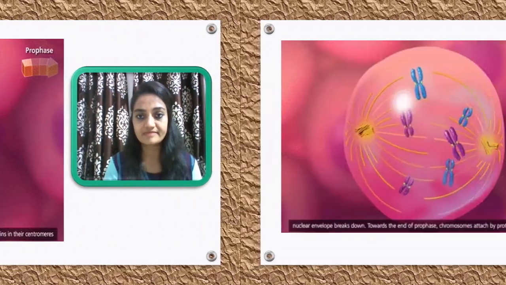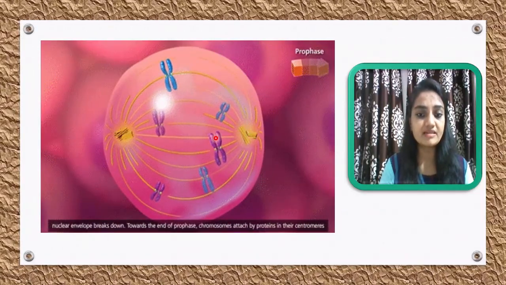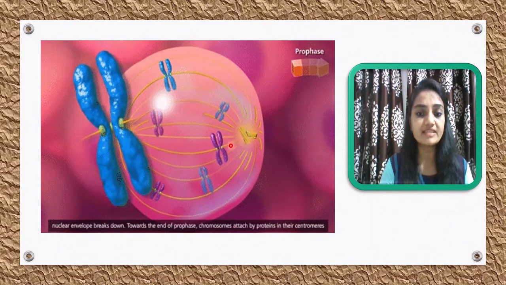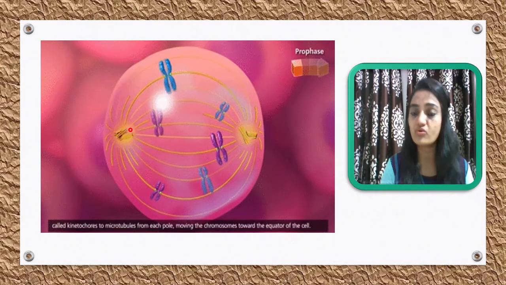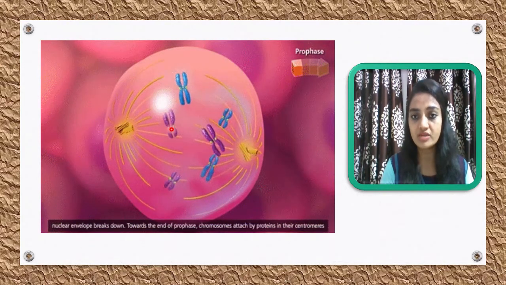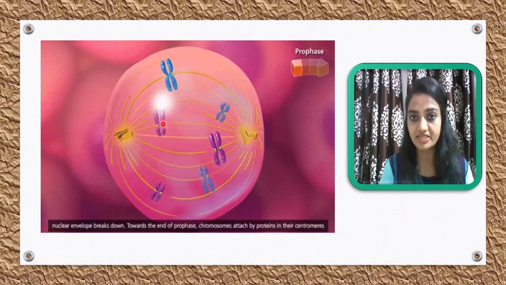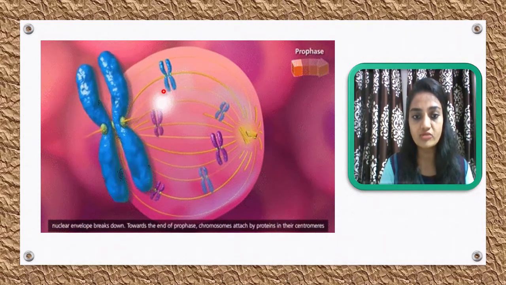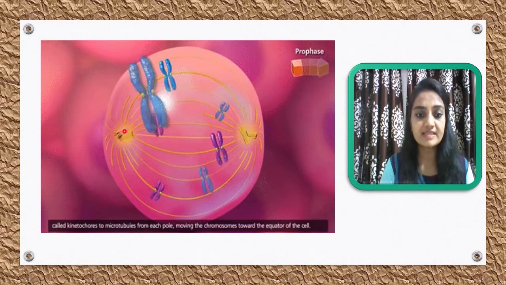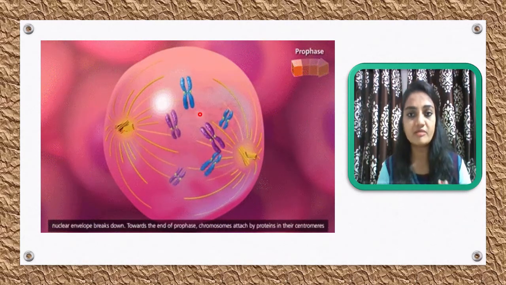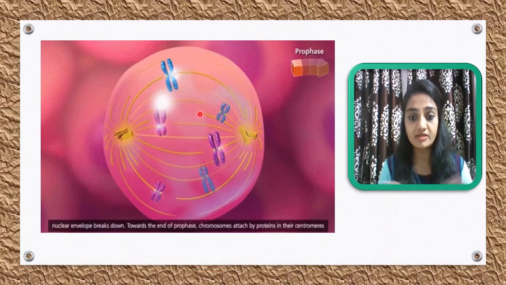And finally, when the nuclear membrane disappears, the chromosomes come in contact with the spindle fibers. You know very well that on the chromosome there are kinetochores. On the kinetochore the spindle fiber will be attached, so in this way all the chromosomes will be attached to spindle fibers. Here you can see this is a kinetochore. The kinetochore plays a very important role in the cell division process.